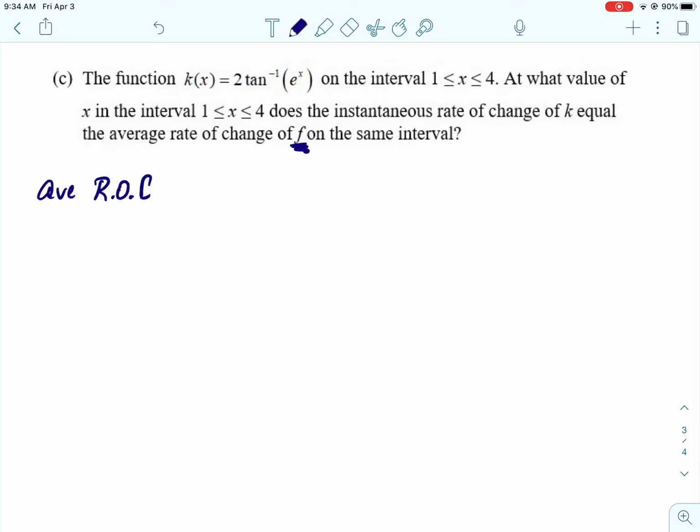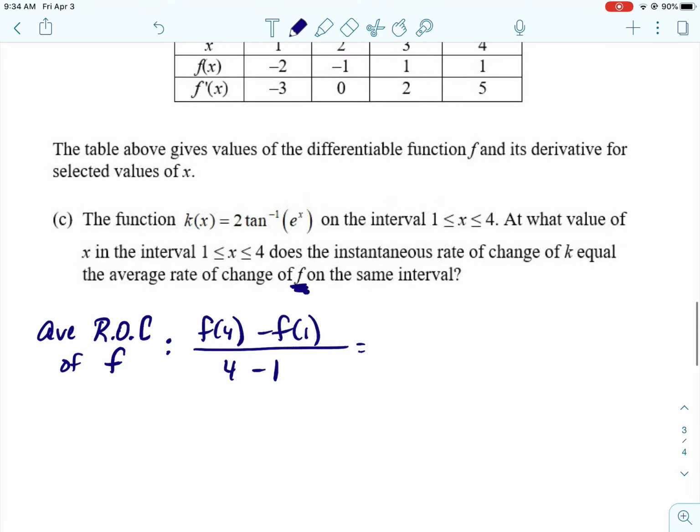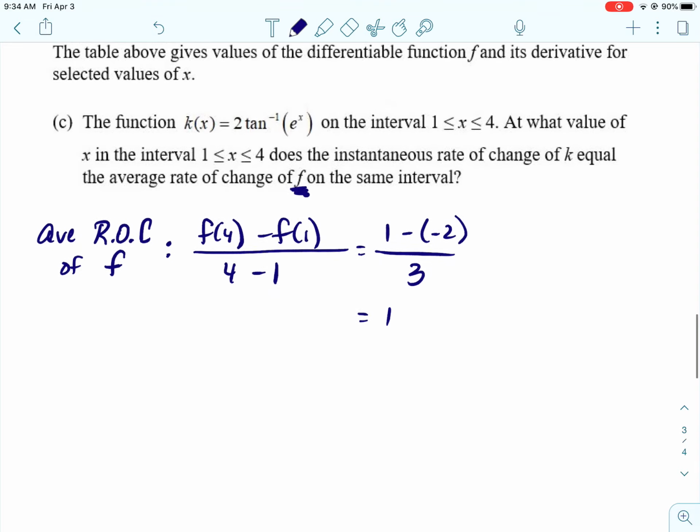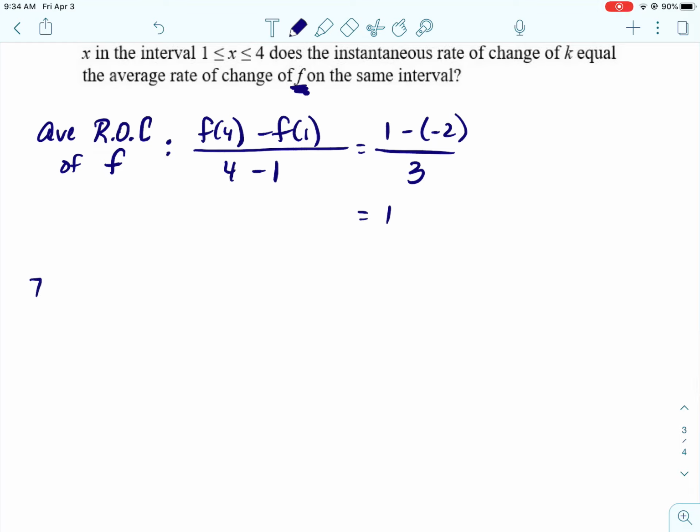Okay, so finding the average rate of change is not too terrible. Oh, we do use the table. It's the average rate of change of f. So we go to the table, and it's going to be f of 4 minus f of 1 over 4 minus 1. All right, f of 4 is 1. F of 1 is negative 2. So we're going to go 1.